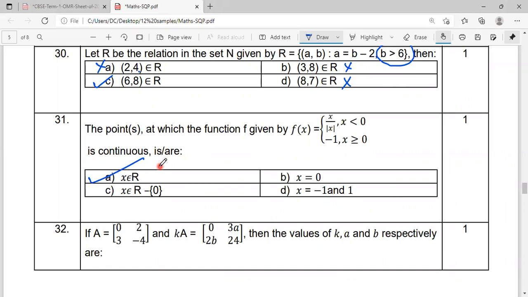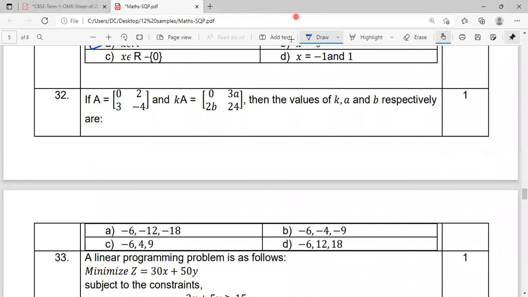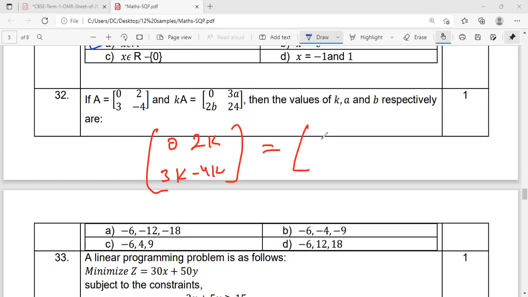Now we have, if A equals this case, let's find the value. See how easy this question is. Now you have just compared this one. kA would be this. If A is this, kA is equal to this. Let me write kA first. kA would be 0, 2k, 3k, -4k. And then this is equal to 0, 3a. This thing is equal to this. I don't need to write it. So 2k is equal to 3a. Let me find k. 4k is 24, because this is the fourth element. So k is equal to -6.